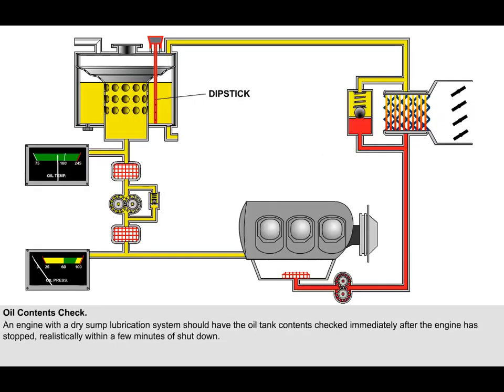If the engine has a dry sump lubrication system, the oil tank contents should be checked immediately after the engine has stopped, realistically within a few minutes after shutdown. This ensures that the contents are recorded accurately before the oil migrates, under gravity, down into the engine sump. As explained in a previous lesson, some engines have a check valve which prevents this migration.